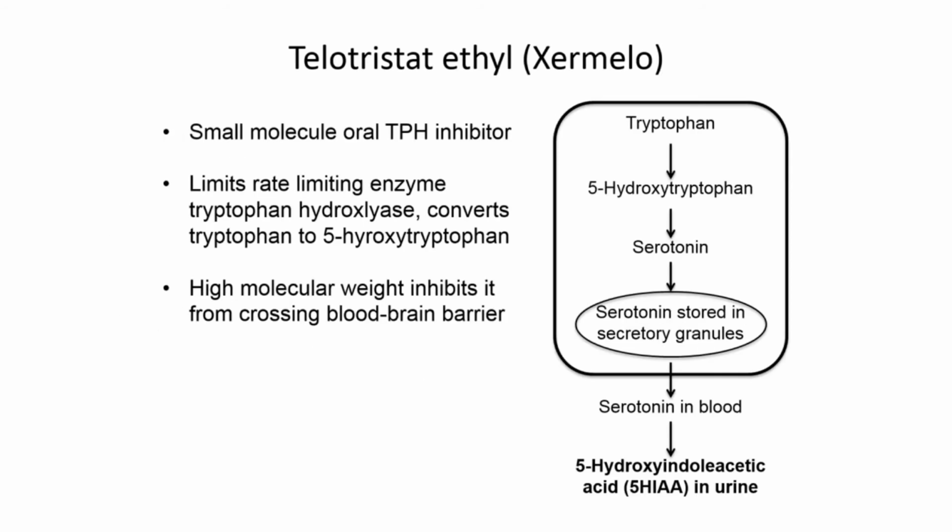So what is telotristat ethyl? So it's a small molecule oral TPH inhibitor. And again, I put that diagram of the tryptophan metabolism pathway. So it kind of interferes with that and leads to less serotonin. And the surrogate for that is you can see a drop in the urine 5-HIAA.